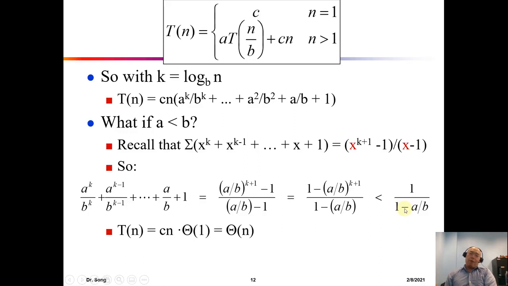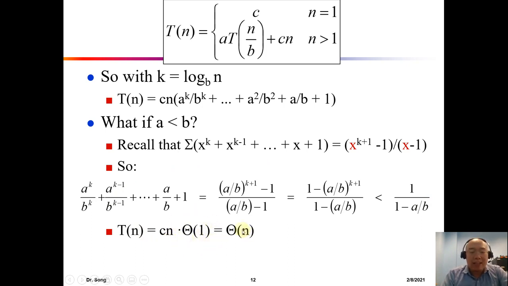Okay, and then, how do we evaluate this value? Again, 1 divided by 1 minus a divided by b. a divided by b will be a value between 0 and 1. So 1 minus a value between 0 and 1 will end up with another value between 0 and 1. So this value on the bottom is still between 0 and 1. So it's safe for us to consider this value as a constant. So if this value is constant, then we have Cn multiplied by a constant value.